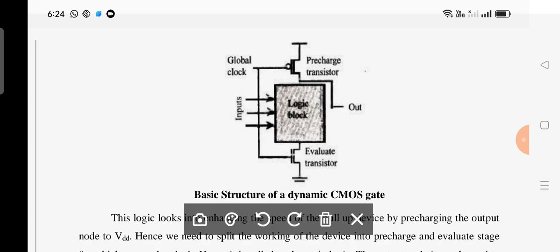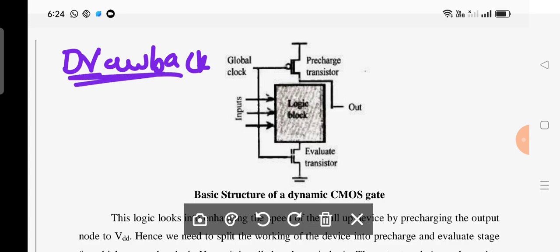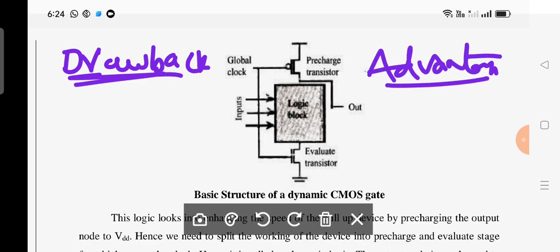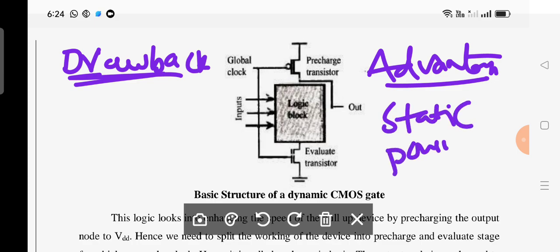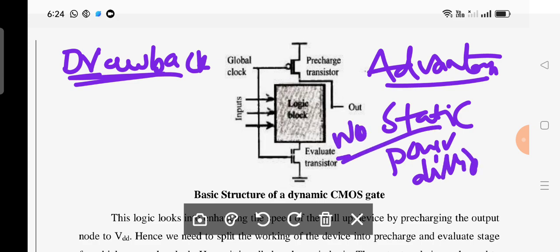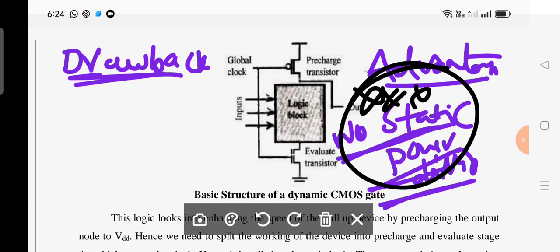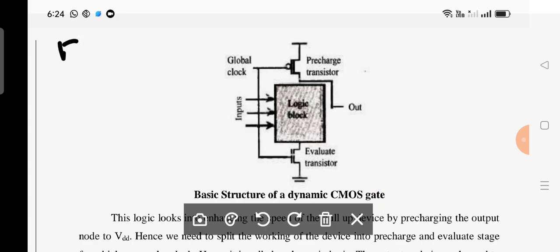Now if you talk about the drawback, as one more advantage we can talk about. What is the one more advantage? There is no static power dissipation. No static power dissipation. Is it clear? That is one more advantage you can talk about. This one is very, very important. Is it okay? Now you can talk about the drawback here.